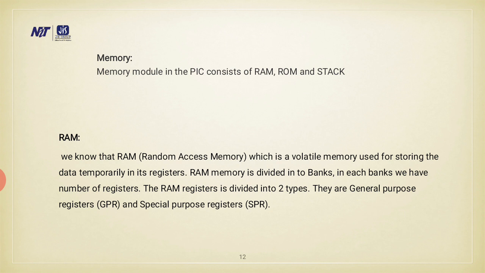Memory. Memory module in the PIC consists of RAM, ROM and stack. RAM, we know that RAM, random access memory, is a volatile memory used for storing the data temporarily in its registers. RAM memory is divided into banks. In each bank we have a number of registers. The RAM register is divided into two types. They are general purpose register GPR and special purpose register SPR.